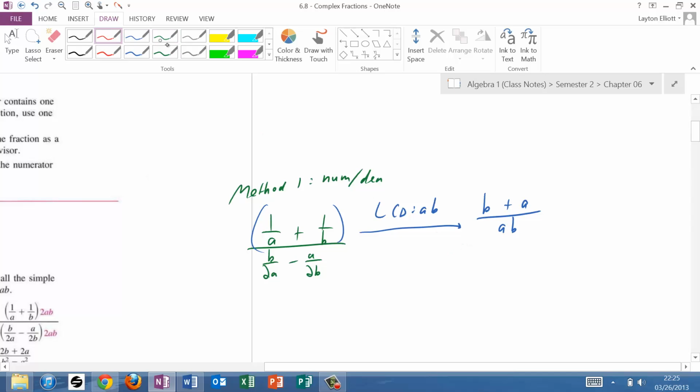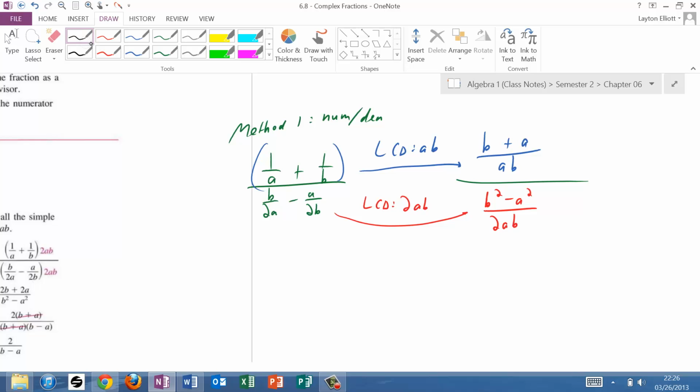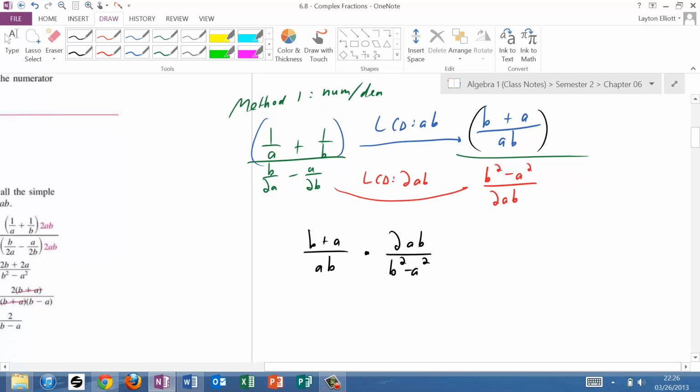Then the second one, big fraction bar, my second one would have to have an LCD of 2AB. And if I do 2AB there, then the first one would have to be B squared minus A squared over the new LCD of 2AB. And then we literally pull that apart and make it a division problem. So I'm going to rewrite the top fraction, B plus A over AB, times, rewrite the bottom fraction flipped, 2AB over B squared minus A squared.